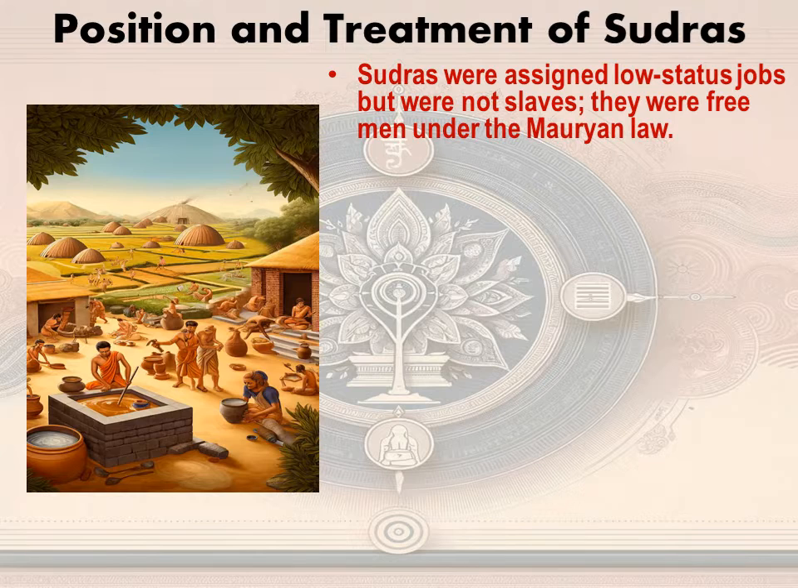They were free men under Mauryan law. So they were the people who did low status jobs. But it is not to be confused with the fact that Shudras were slaves. No, they were not slaves, they were free men under Mauryan law. And whatever services they did for the society, they were paid for it in cash or in kind.